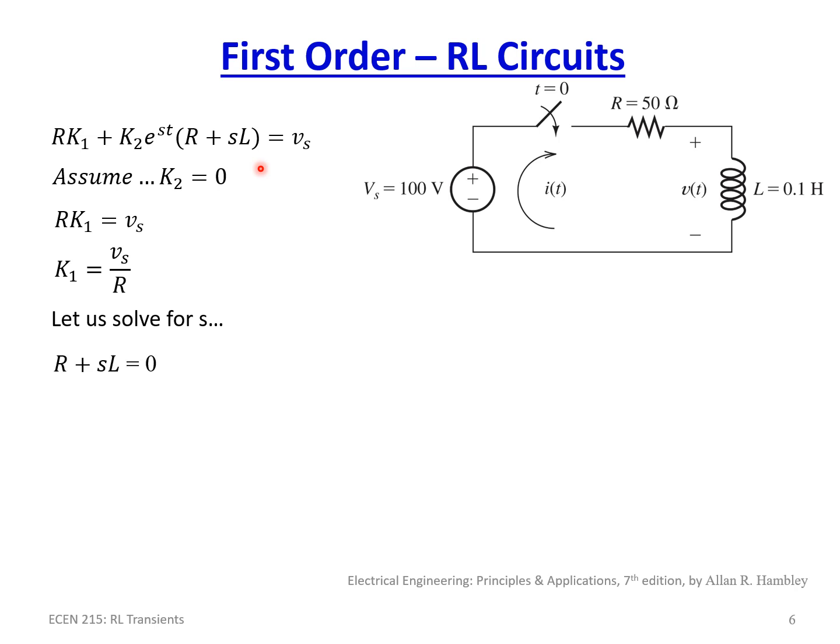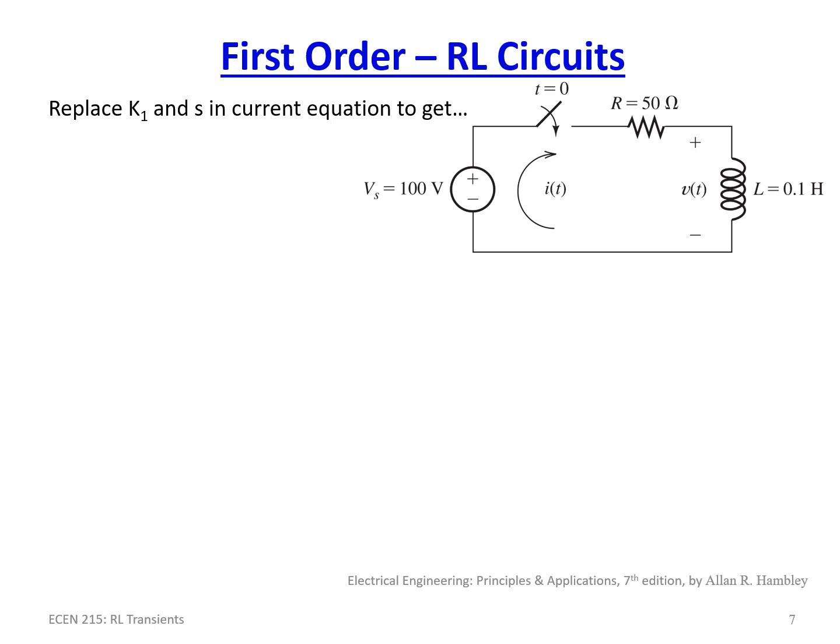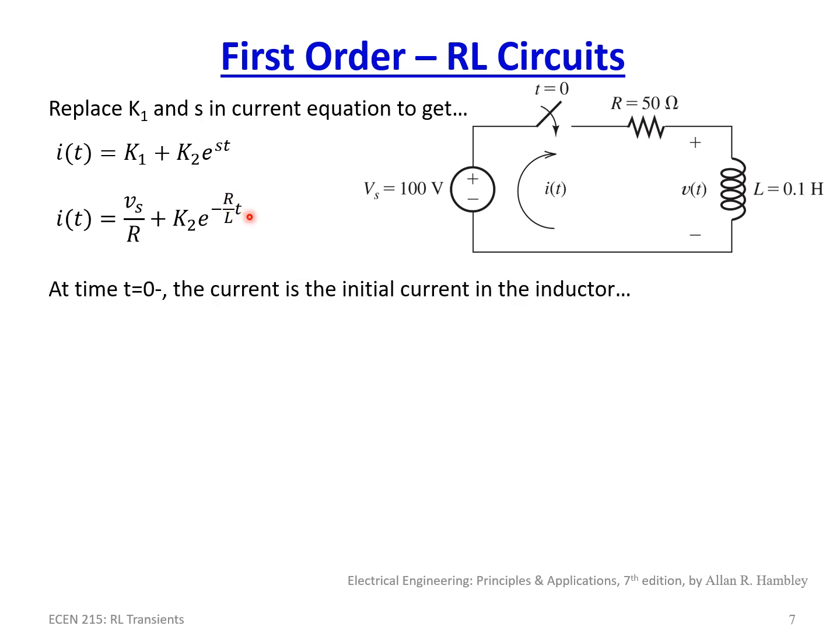Now let's go through and solve for s. We end up with R plus sL must be equal to 0 for that to occur on this side of the equation. So we end up with s equal to minus R over L. Again, this is effectively similar to your time constant, which here is going to be L over R. Now we have replaced K1 and s in the current equation, and we end up with i of t is equal to Vs over R plus K2 e to the minus R over L t.